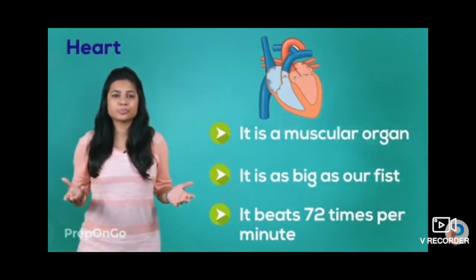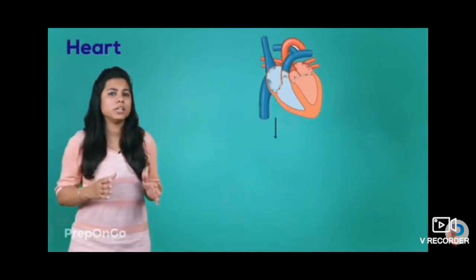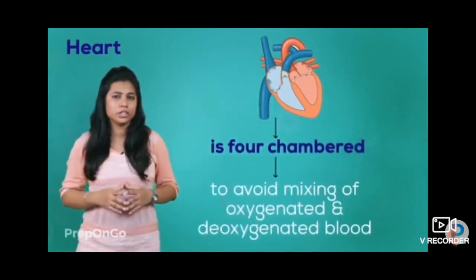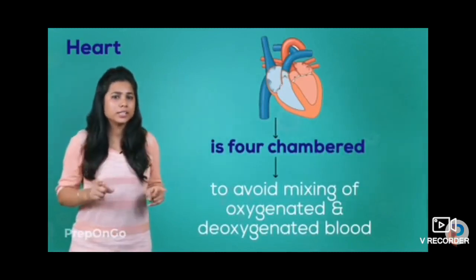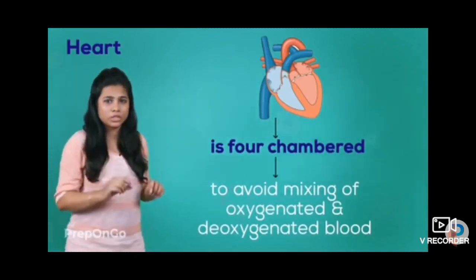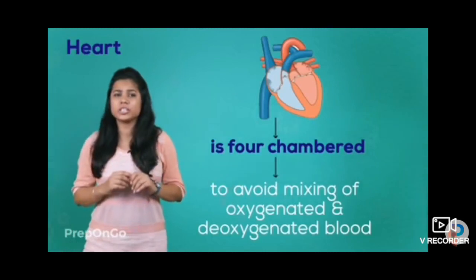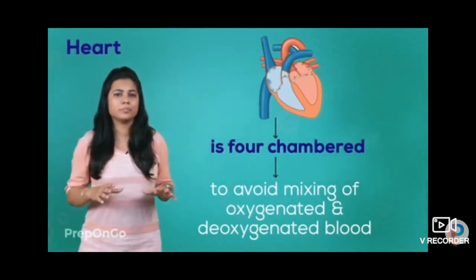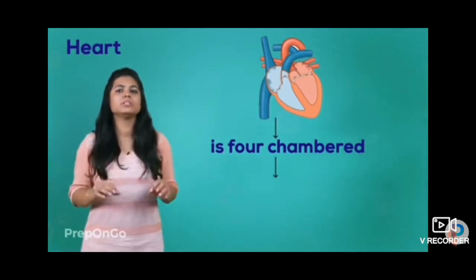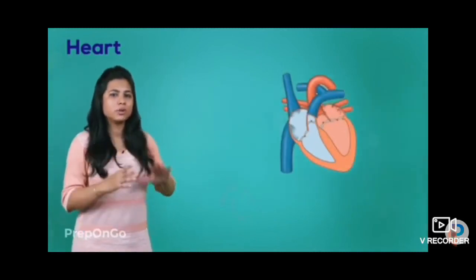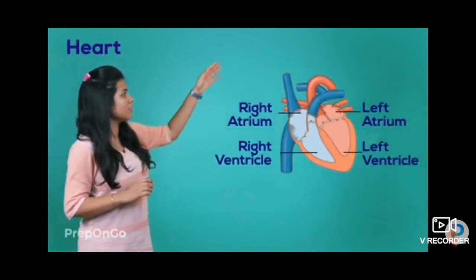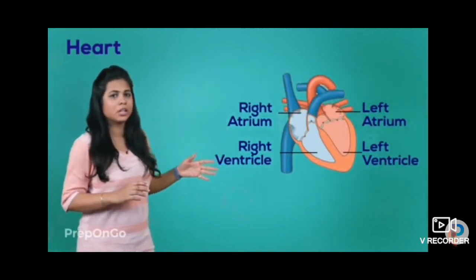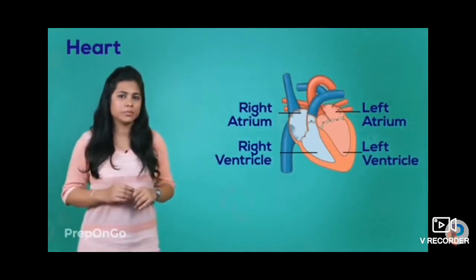Strange but true. So, the human body needs a lot of energy to perform its tasks efficiently. So, there is a need to ensure that the oxygenated blood and the deoxygenated blood are well separated. Because of that, humans have four-chambered hearts. The four chambers are the right atrium, right ventricle, left atrium, and left ventricle. So, we have seen the four chambers.